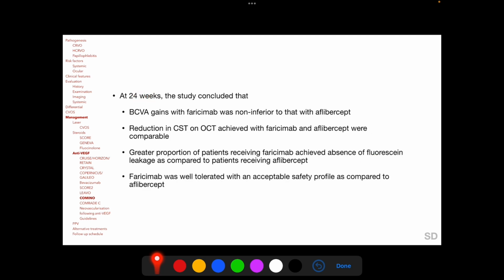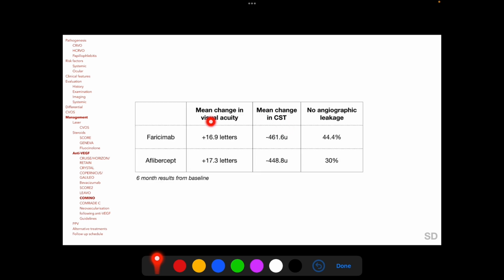At 24 weeks, the COMINO concluded that BCVA gains with faricimab was non-inferior to that achieved with aflibercept, and reduction in central subfoveal thickness achieved with faricimab and aflibercept were comparable. Also, a greater proportion of patients receiving faricimab achieved absence of leakage on fluorescein angiogram as compared to patients receiving aflibercept. This table shows the data of the 6-month results from baseline of the COMINO trial.